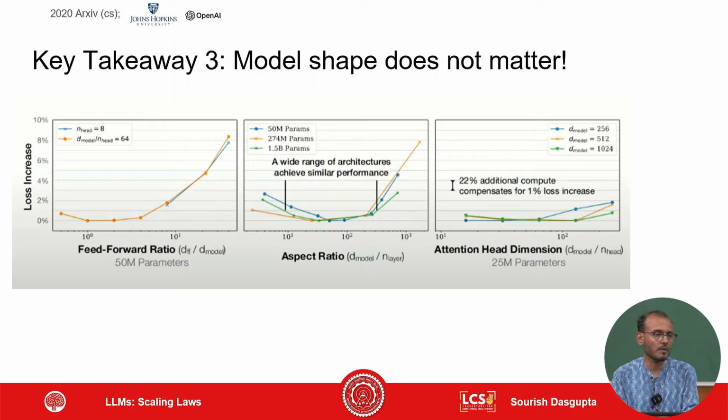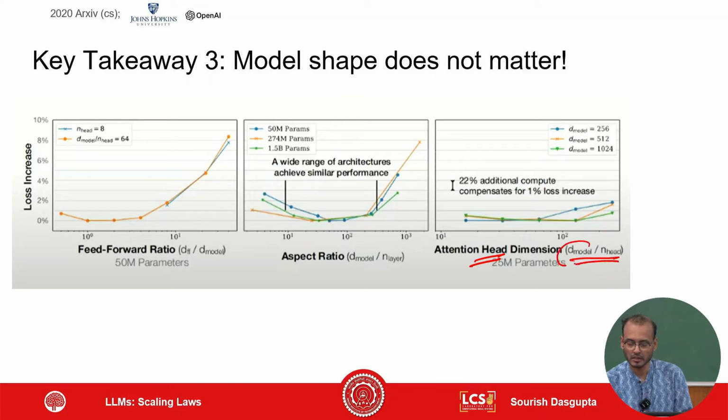some observations that came out. The first observation was that the model shape actually doesn't really matter in terms of the depth versus the layers, or the breadth, right? The width versus the depth. That doesn't really matter much, because let's say they started out with the attention head. If I increase the number of attention heads, it's not really giving you that sort of a spike. So there's no real spike as such.